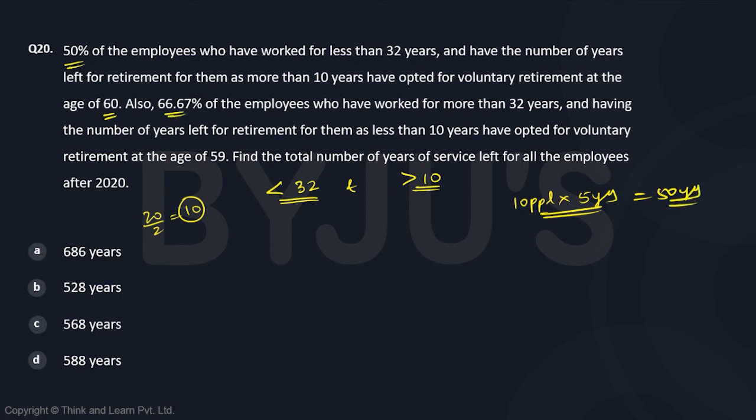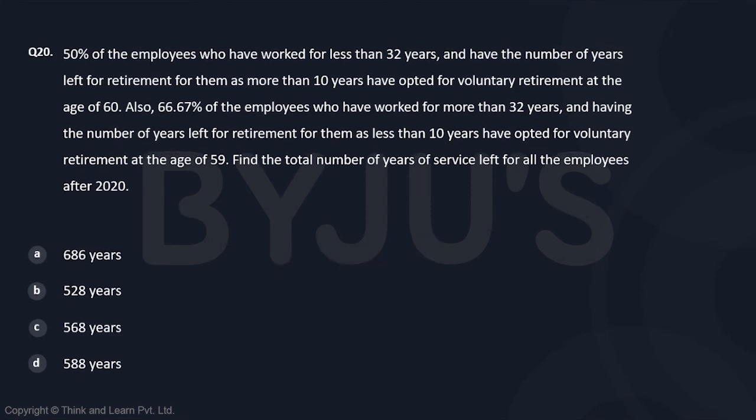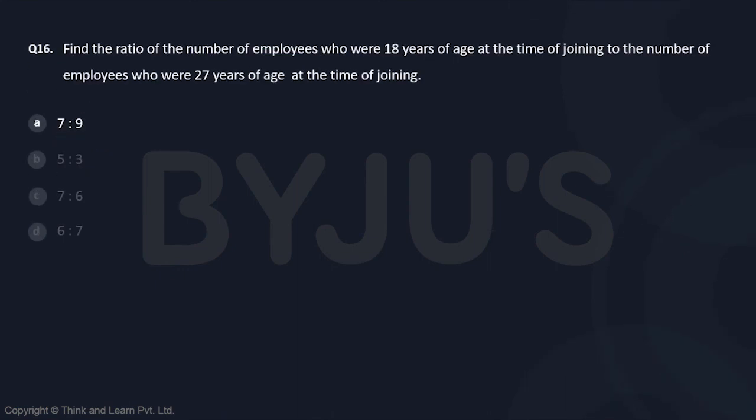Then what else? 2/3, 66.66, is 2/3 of the people who have worked for more than 32. So now I want more than 32 and having the number of years left for retirement as less than 10. So now I want more than 32 and less than 10. How many are there like that? So more than 32 and less than 10. Let's take a look at that.